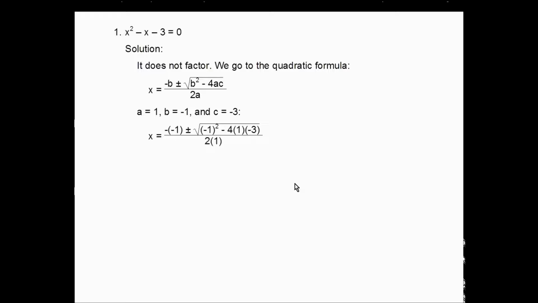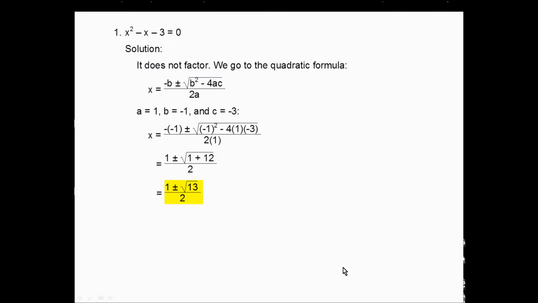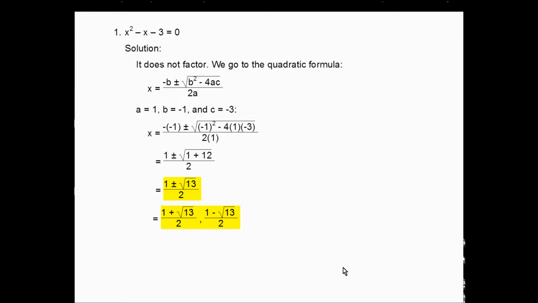Don't put the minus b on the end. Learn how to write correct mathematics. So I have x is equal to 1 when I start doing the number crunching. Plus or minus 1, plus or minus square root of 1 plus 12. Okay, do the 1 plus 12. So I've got 1 plus or minus square root of 13 over 2. Those are the solutions.